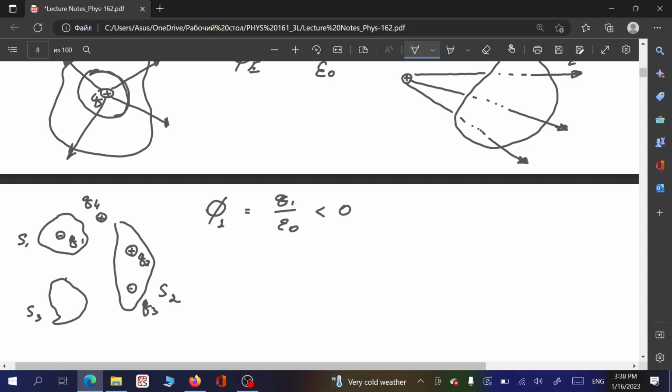In similar manner, we can write the electric field flux through surface 2, phi 2, and that will be Q2 plus Q3 divided by epsilon naught. So that will be either larger or smaller than 0, so positive or negative, depending on the magnitude of positive and negative charges enclosed in this surface. So what will be the electric field flux through surface S3?